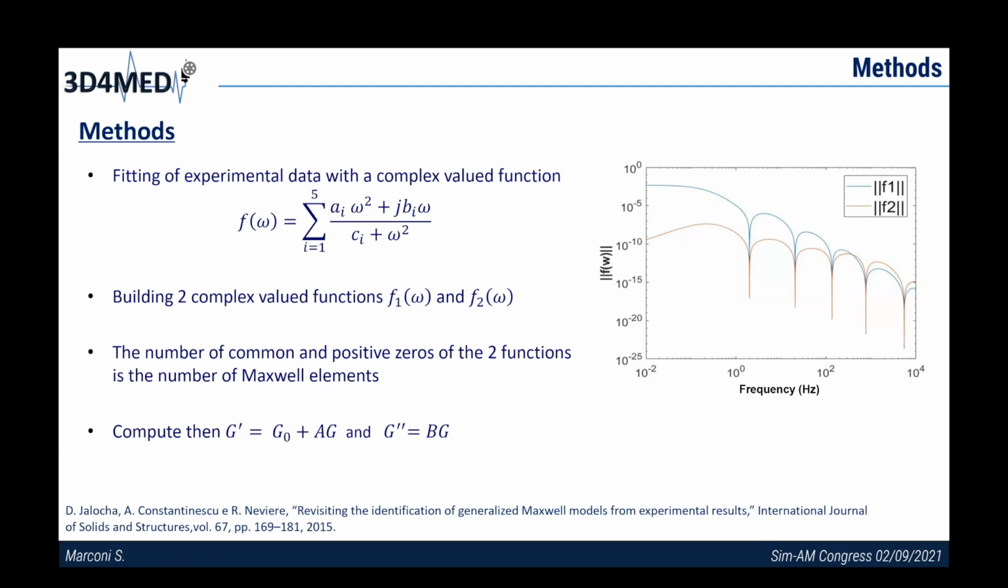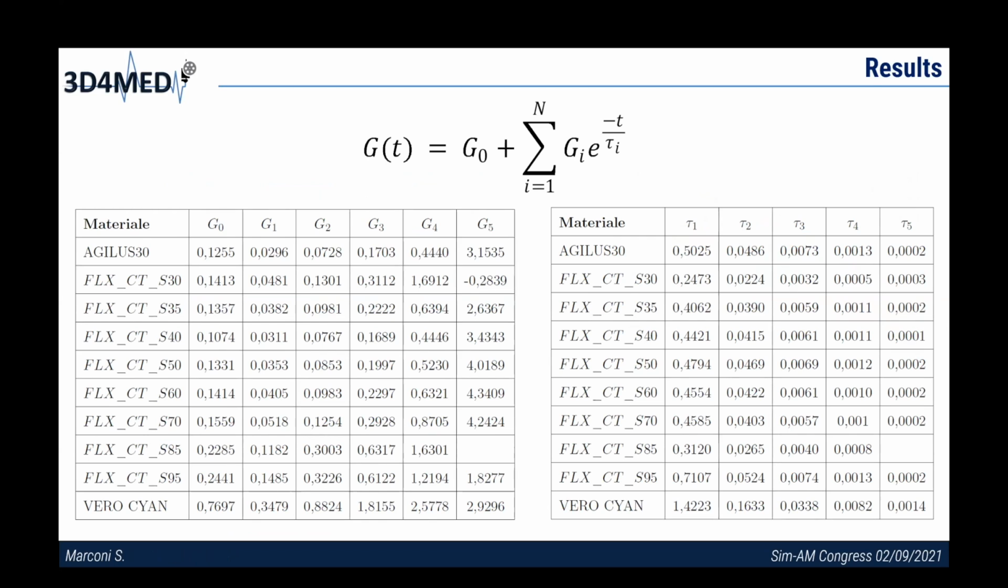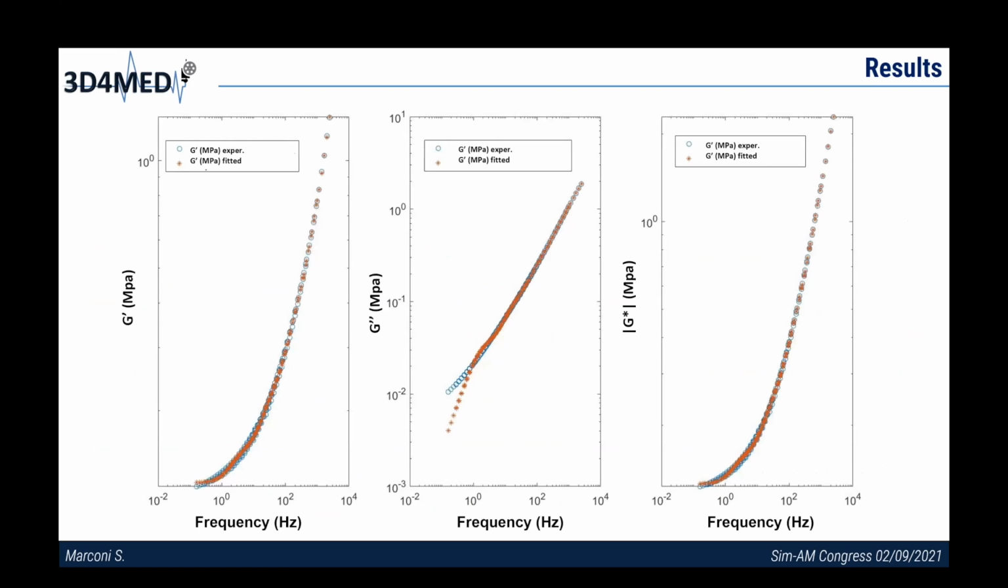Here we have an example of the final results that we got directly as an output of our implemented code. So you have all the values of G0 and all the values for the number of identified Maxwell elements. You can see that for Shore 85, we were able to identify just 4 elements and 5 for all the other cases. And here you have an example, again, just on the Ageless 30 material, of the result of the fitting. That is a good fitting beside low frequency values in this graph, but for the loss moduli, as we had also in the other materials, not only in the Ageless 30 material.